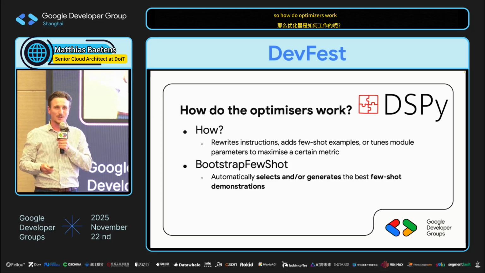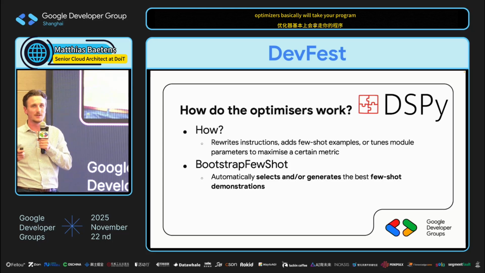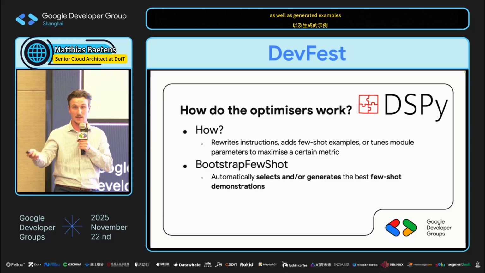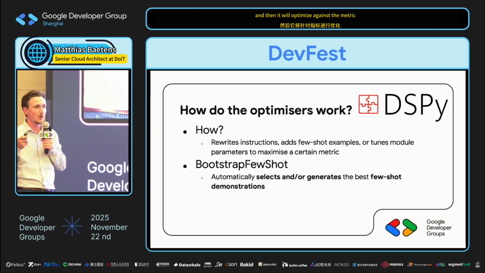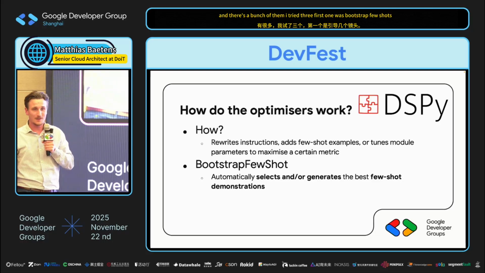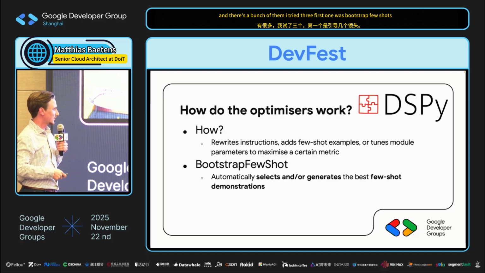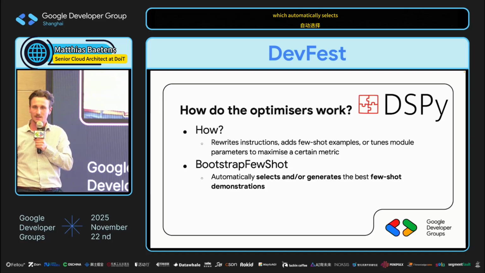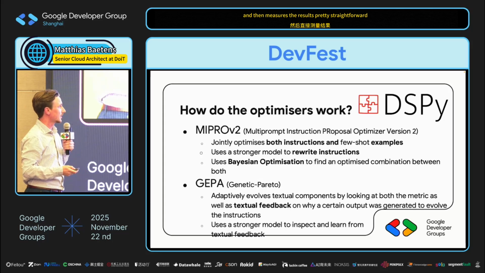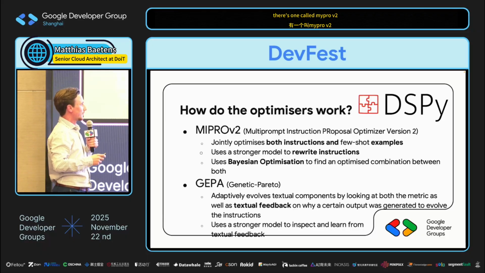So how do optimizers work? Optimizers basically will take your program and they will maybe rewrite some of the prompts. They might add some examples that they think are relevant, both from your training set as well as generated examples. And then they will optimize against the metric you define. In my case, we were optimizing for F1. There's a bunch of them. I tried 3. First one was BootstrapFewShot, which automatically selects those examples and then measures the results. Pretty straightforward.